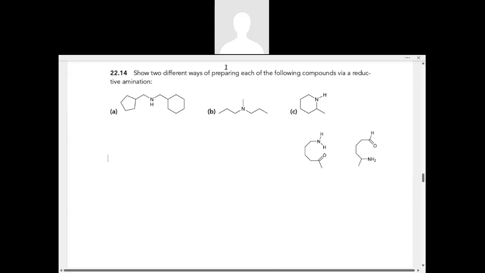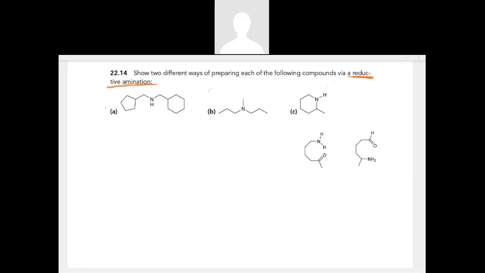For problem 14 from chapter 22, we're asked to show two different ways of preparing the following compounds using what's called reductive amination. This process of reductive amination allows you to selectively build an amine from aldehydes and ketones. So let's take a look at part A and see how we can do this and what reagents we will need to utilize.